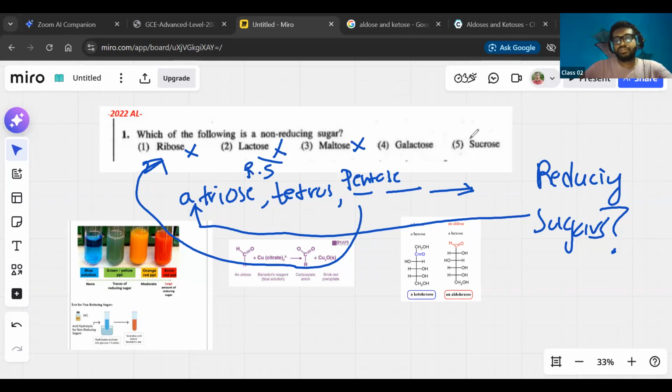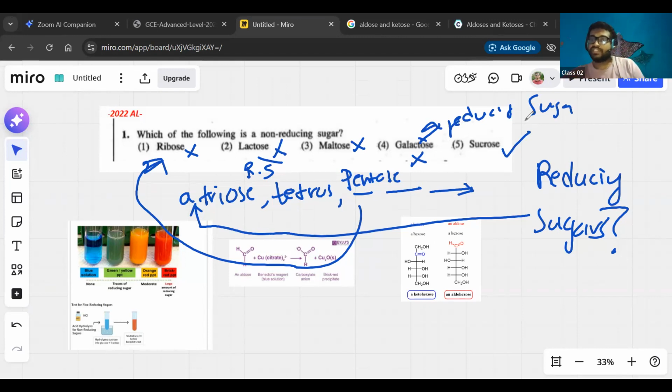Galactose and sucrose. Galactose, what is galactose? We know that it's a hexose, an aldohexose. Since it's an aldohexose, it is a reducing sugar, which leaves our final answer, sucrose, which is the correct answer. Sucrose is a disaccharide which is an exception, as it contains only a ketose group, or a ketone-containing group. Therefore, we call it a non-reducing sugar.